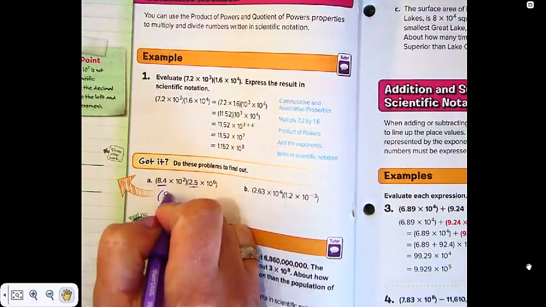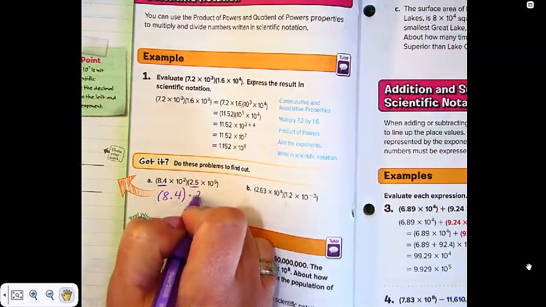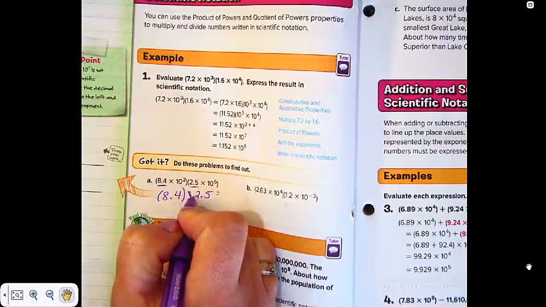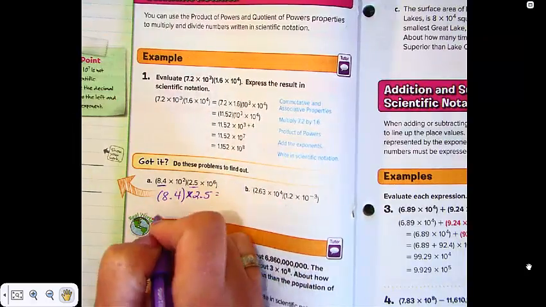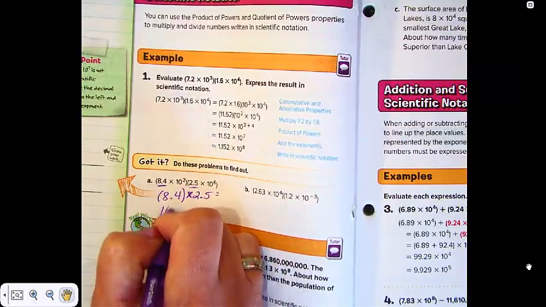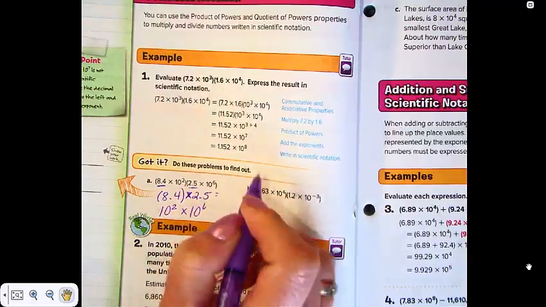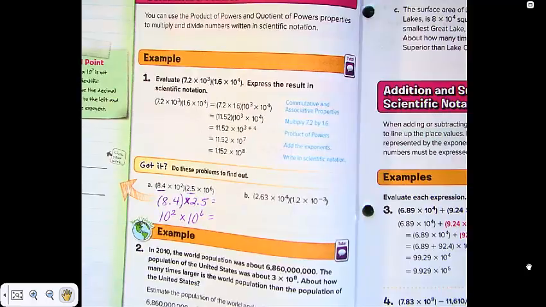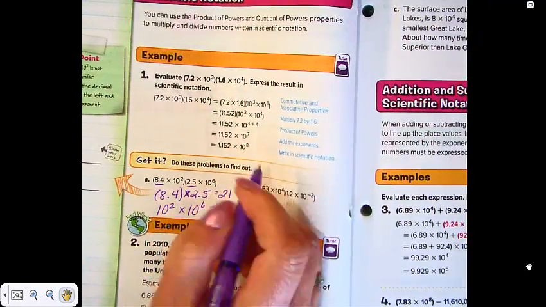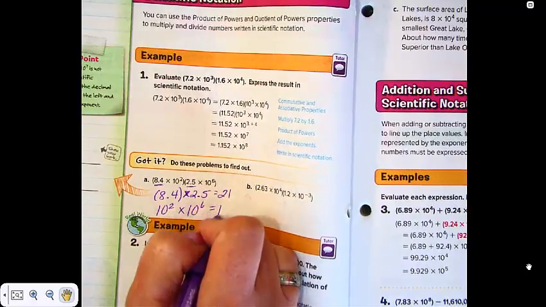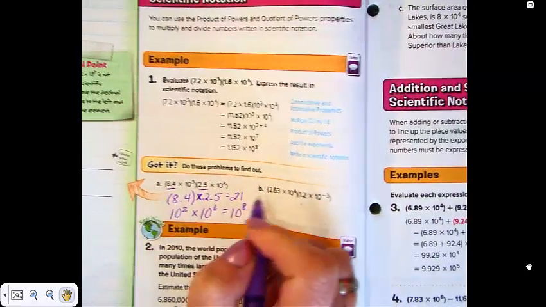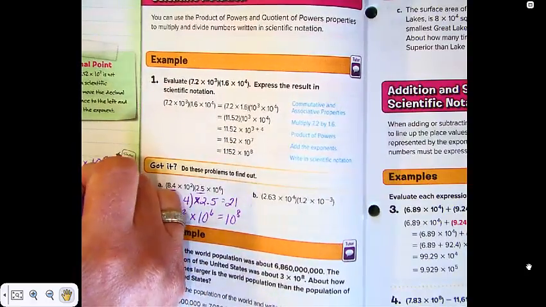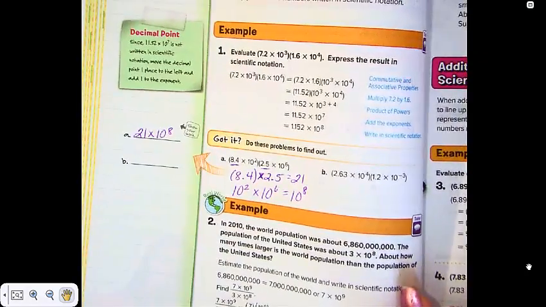So I have an 8.4 times a 2.5. And again, make sure you know that this is multiplication, not a decimal point. And then I do the tens, the base 10. So I have a 10 squared times 10 to the 6th. Well, if I take 8.4 times 2.5 on the calculator, I get 21. And the tens, there's a common base of 10. The exponents are not touching, so I add them. So my answer would be 21 times 10 to the 8th. See that over here?